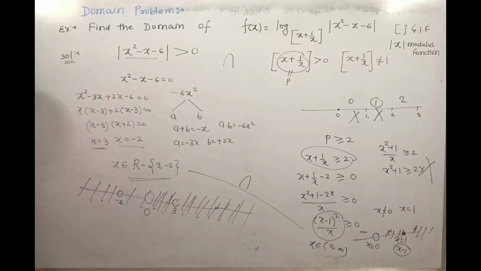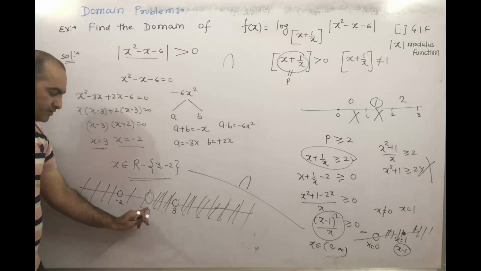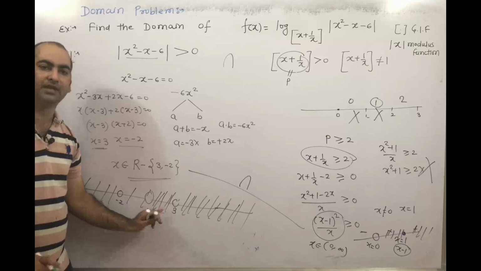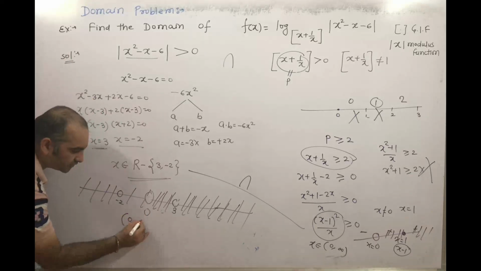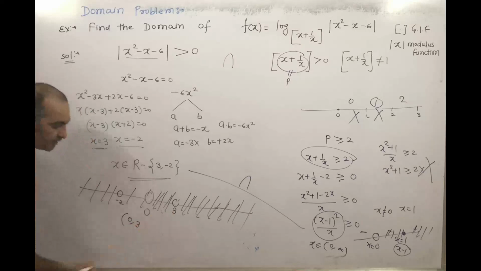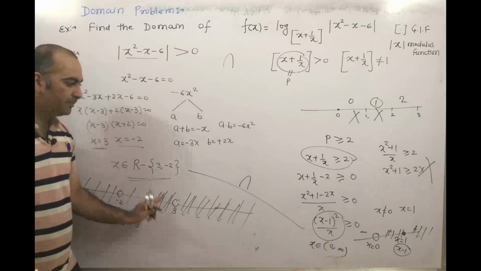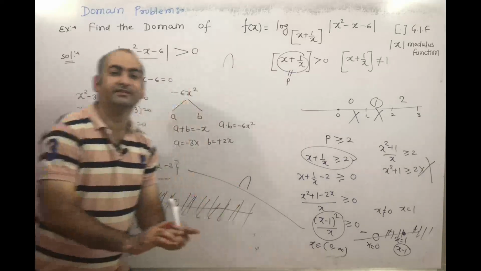Okay. So this portion is not your solution because in the intersection this will not come. After 0, black and blue both are there. So here we will come starting from 0. So 0 is not included. 0 to 3. Okay. Because 3 is not included here, but it is included here. So in the intersection it will not come.